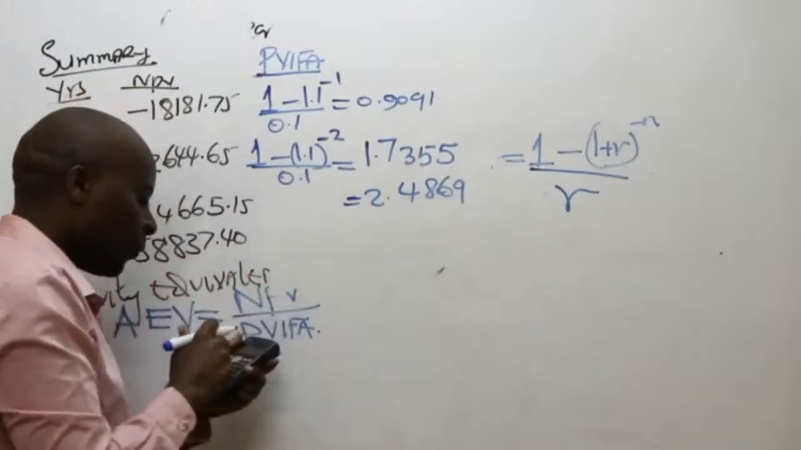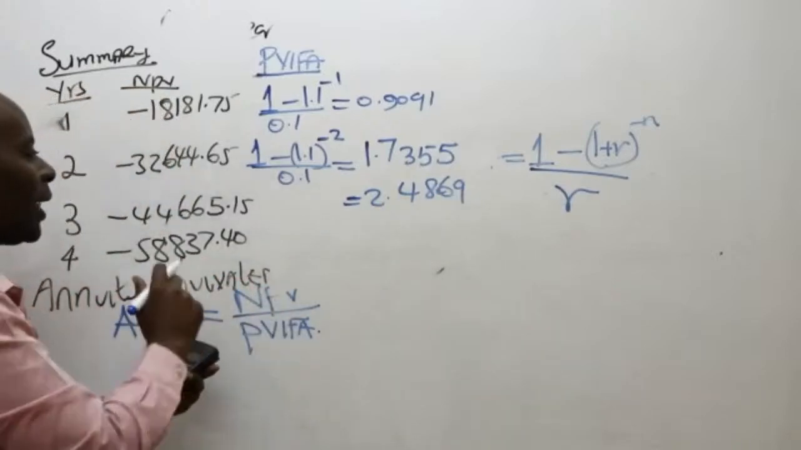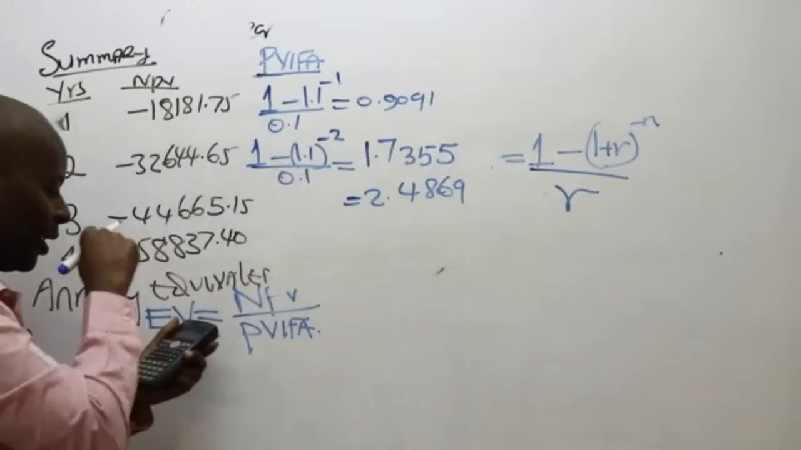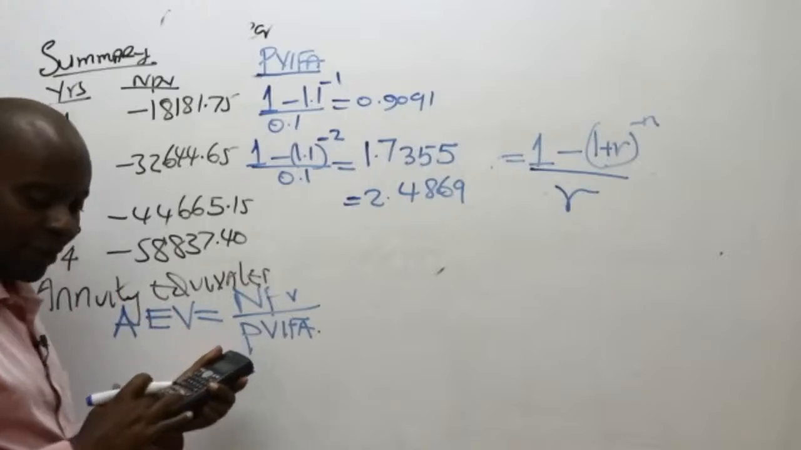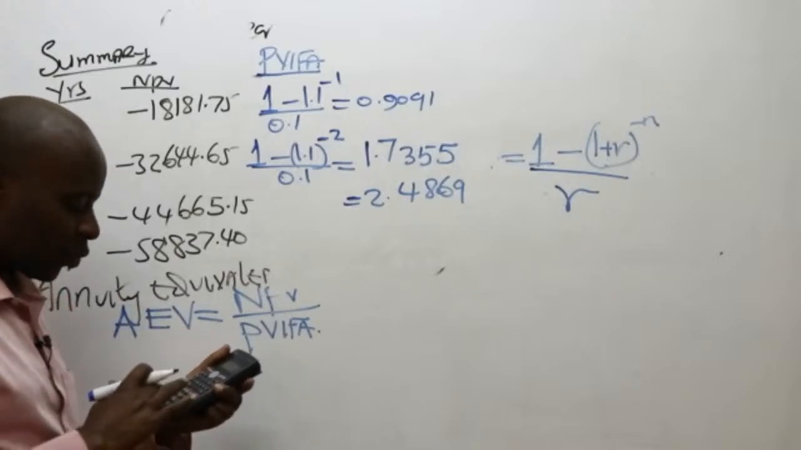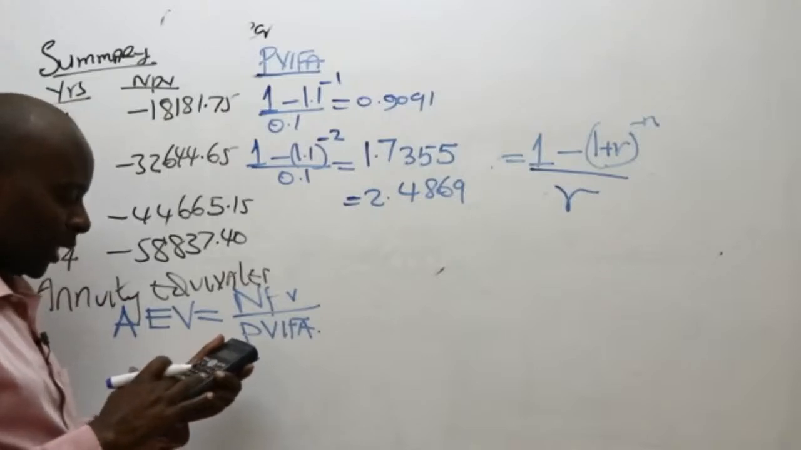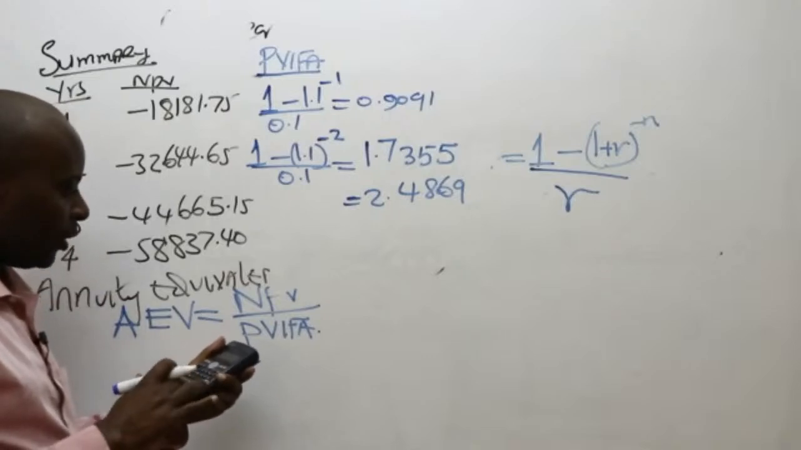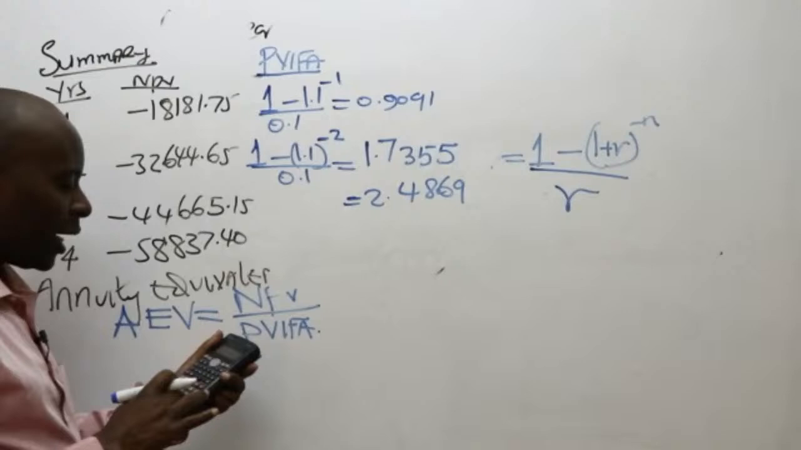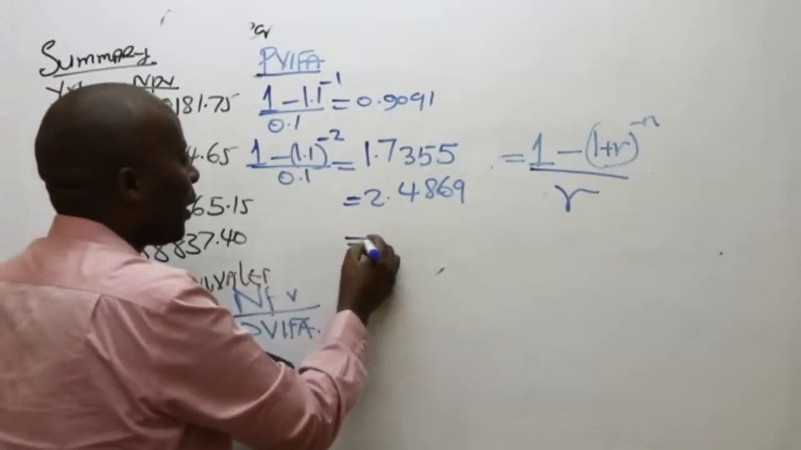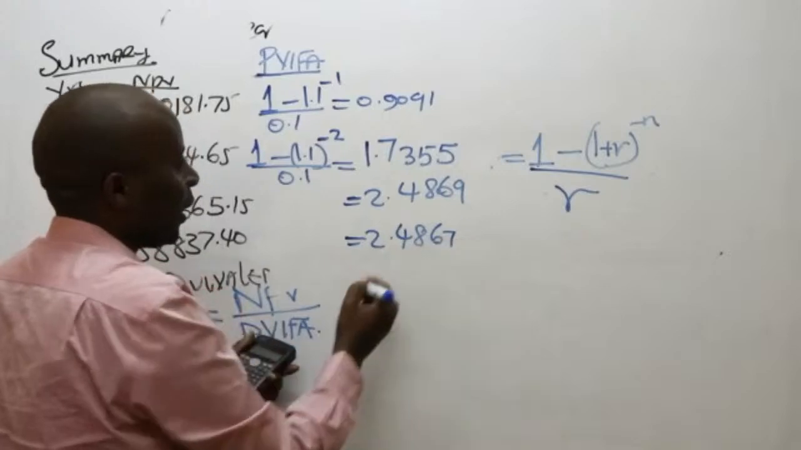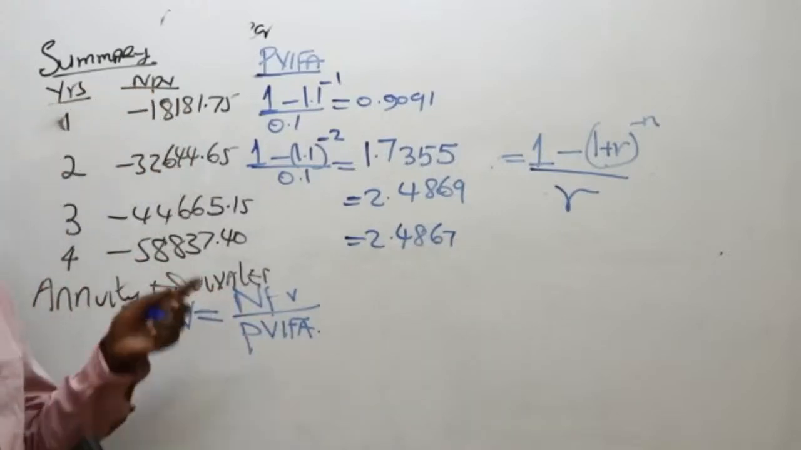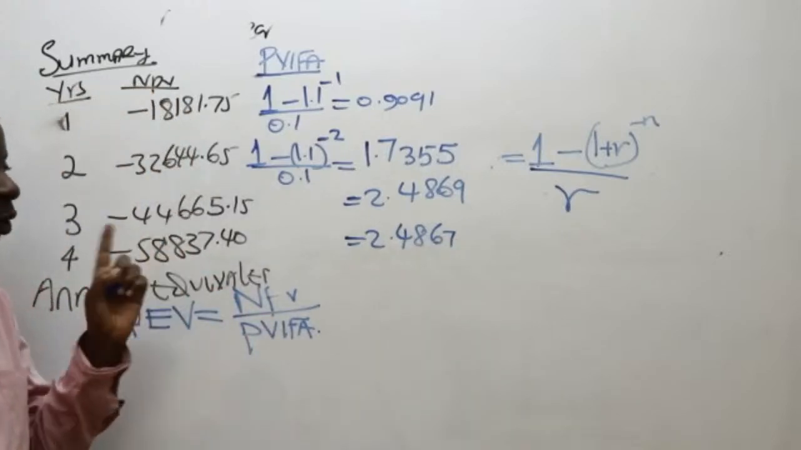2.4869. And then lastly, we have for year 4, ladies and gentlemen, I'll talk of 1 minus 1.1 raised to negative 3 divided by 0.1. I'm able to get 2 point what here? 2.4867 like that. So those are the PV factors that we have.